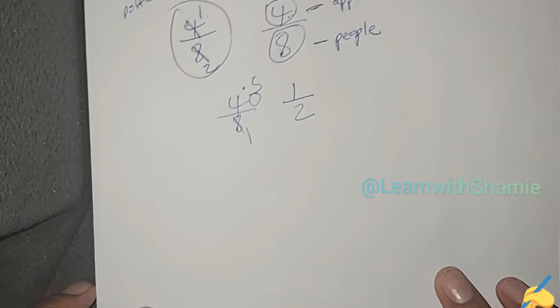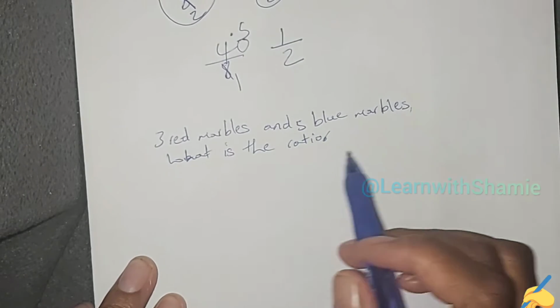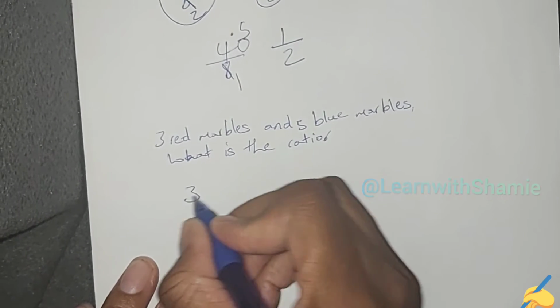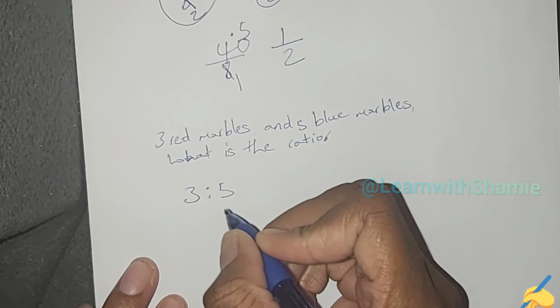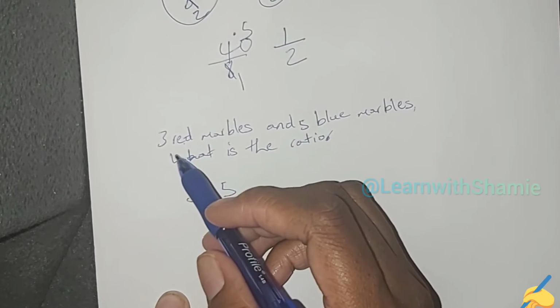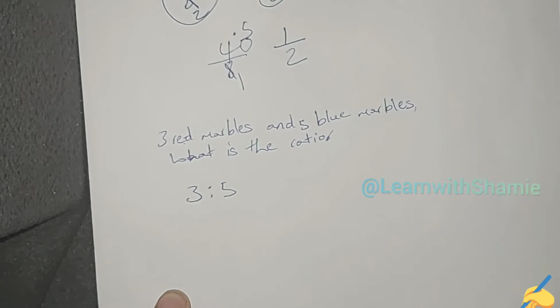Another example of a ratio: 3 red marbles, 5 blue marbles. What would be the ratio? So the ratio of red marbles to blue marbles would be 3 to 5. 3 red marbles, 5 blue marbles. So it's a comparison of marbles by their colors.